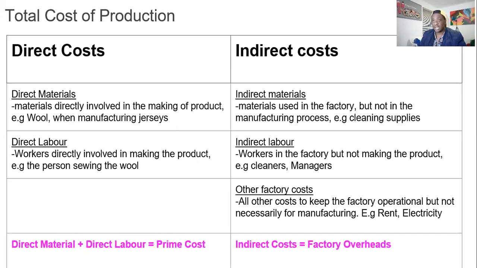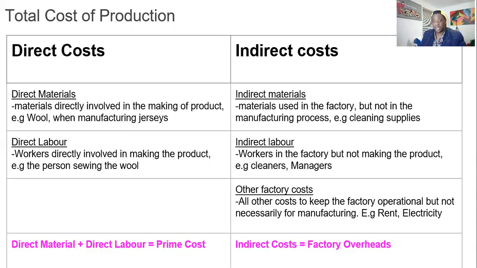The first side is the direct materials. These are materials directly involved in making the product. You can trace them in the product. If you make a jersey with wool, then you see the wool that is in the product. So that would be the raw material for manufacturing the jerseys. And then direct labor: these are the workers directly involved in making the product, e.g. the person sewing the logo. Someone sewing the wool is actually hands-on. If you're manufacturing a table, the people putting on nails and getting their hands in would be the direct labor. And then direct material plus direct labor is equal to prime cost.